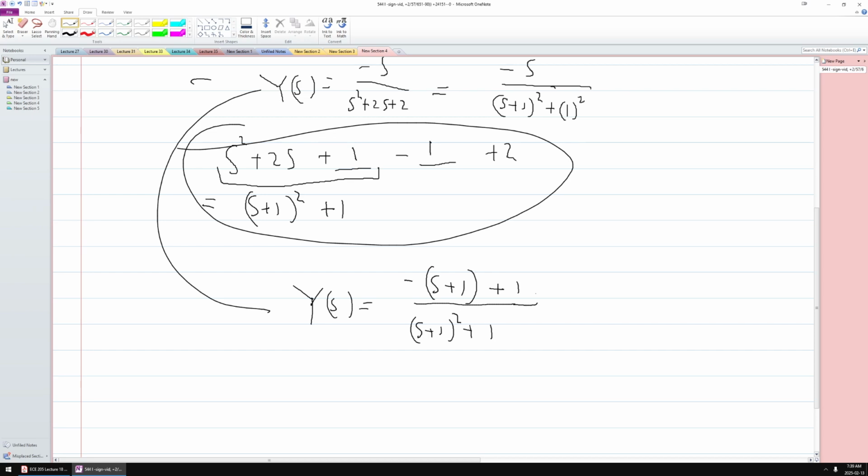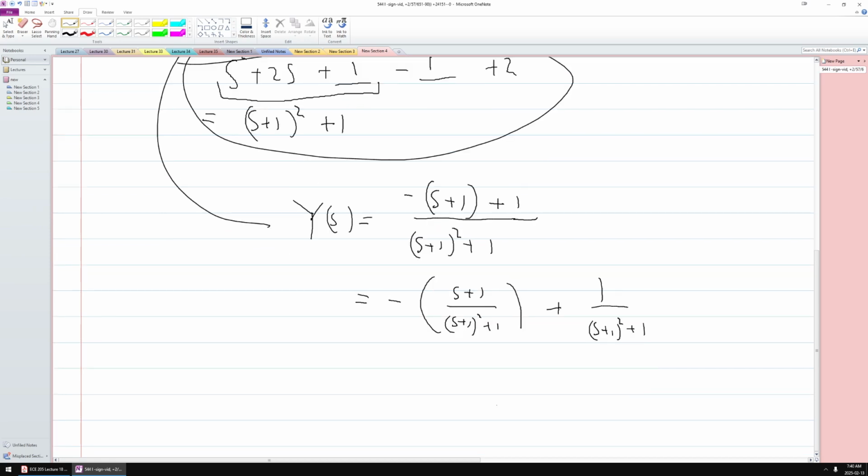Right? So what I'm really doing is just adding and subtracting 1 in a way where I can make this look like something in my list. This is now going to be negative cosine if that was just a regular s. So I can split these guys up. Negative (s plus 1) over (s plus 1) squared plus 1, plus 1 over (s plus 1) squared plus 1. Right? These are now legitimately in my list.